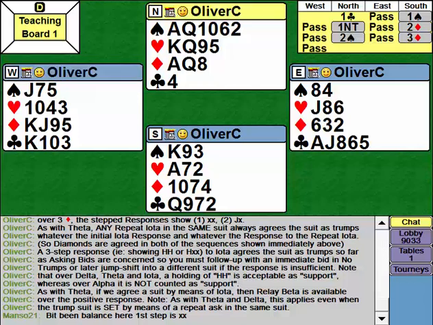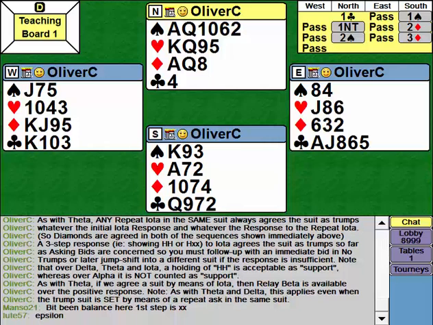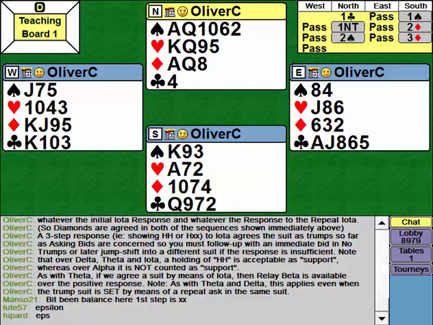What would three hearts be here, anybody? Anybody think three hearts would be relay beta? Right, it can't be relay beta because two diamonds showed exactly three controls. So three hearts here would be epsilon.